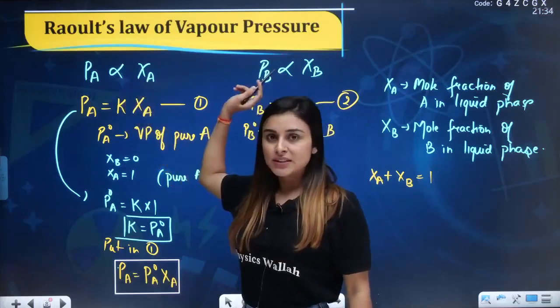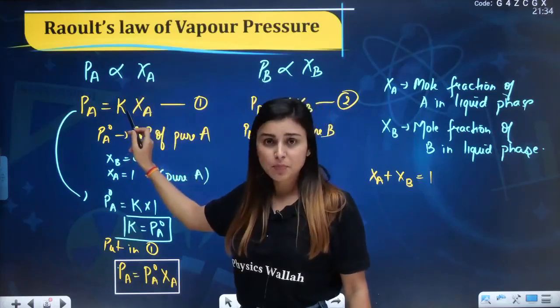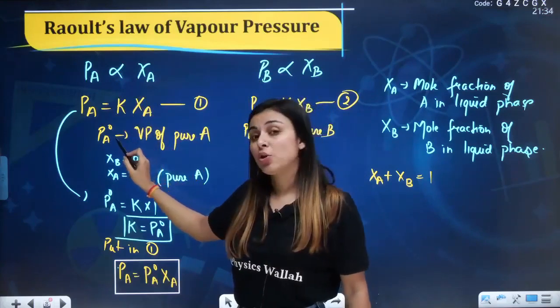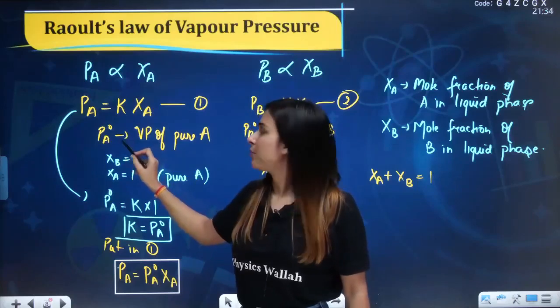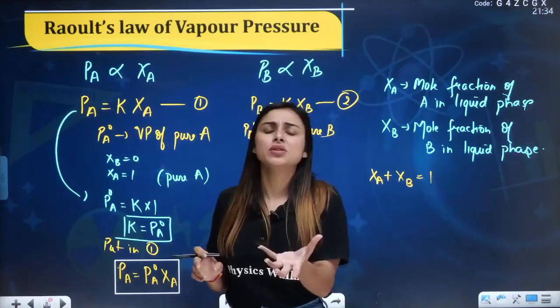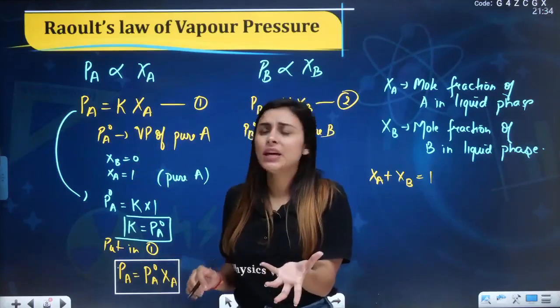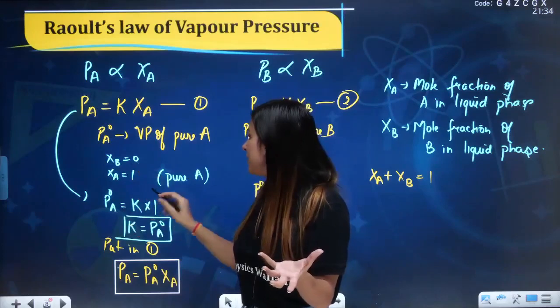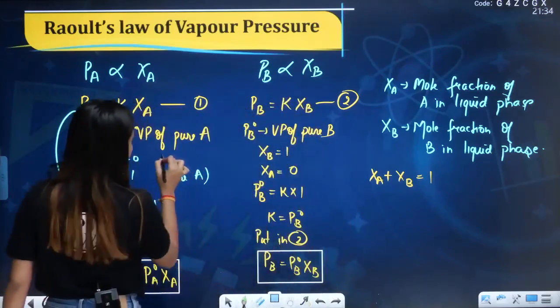We use this concept. We found out a proportionality constant. Now, I know that PA naught is the vapor pressure of pure A. Okay, if I consider that this solution has only one component, then the vapor pressure will only be because of A. Then I can say that if XA is equal to 1, then PA, I can write that.